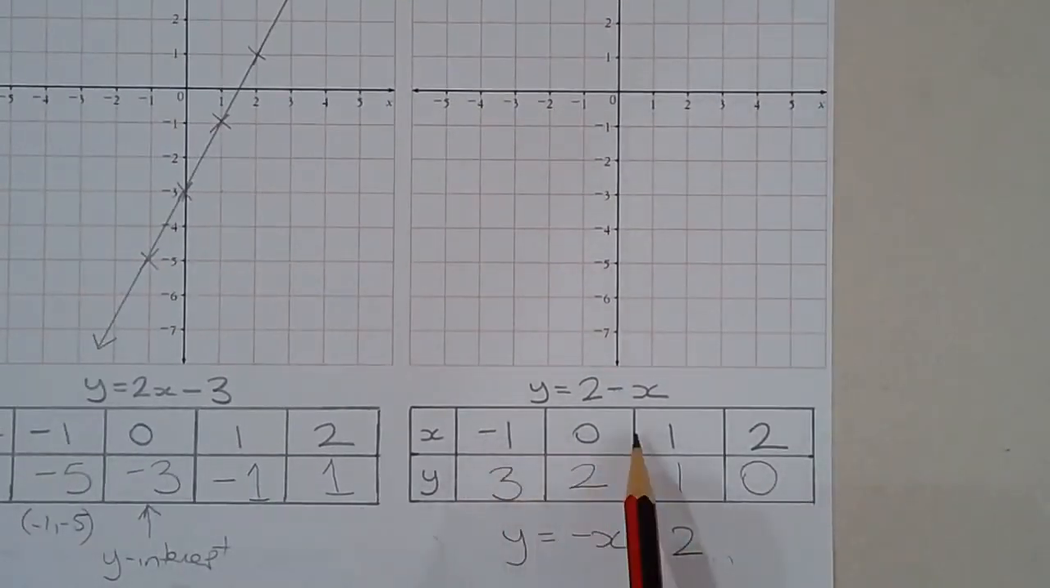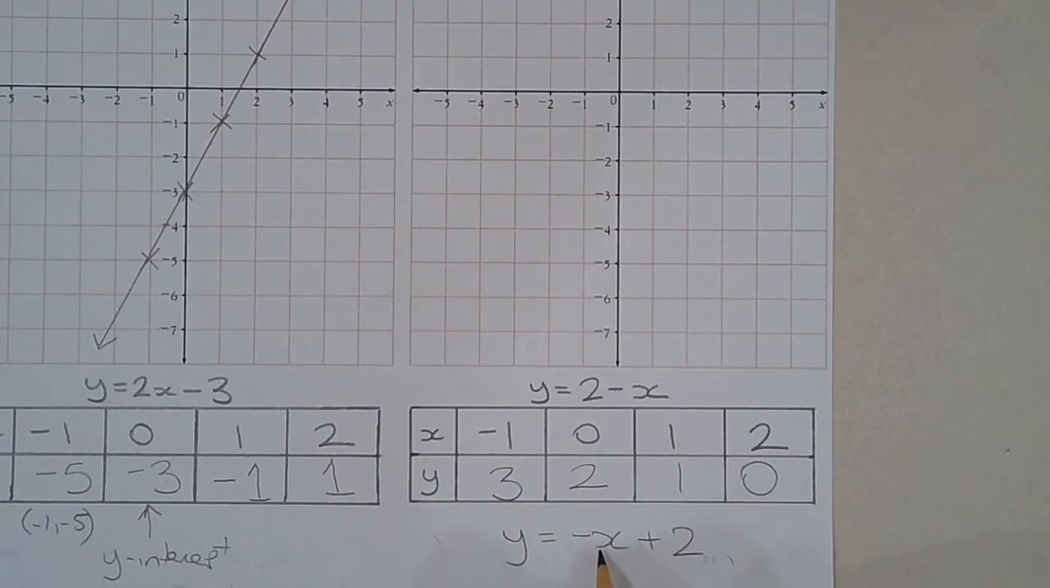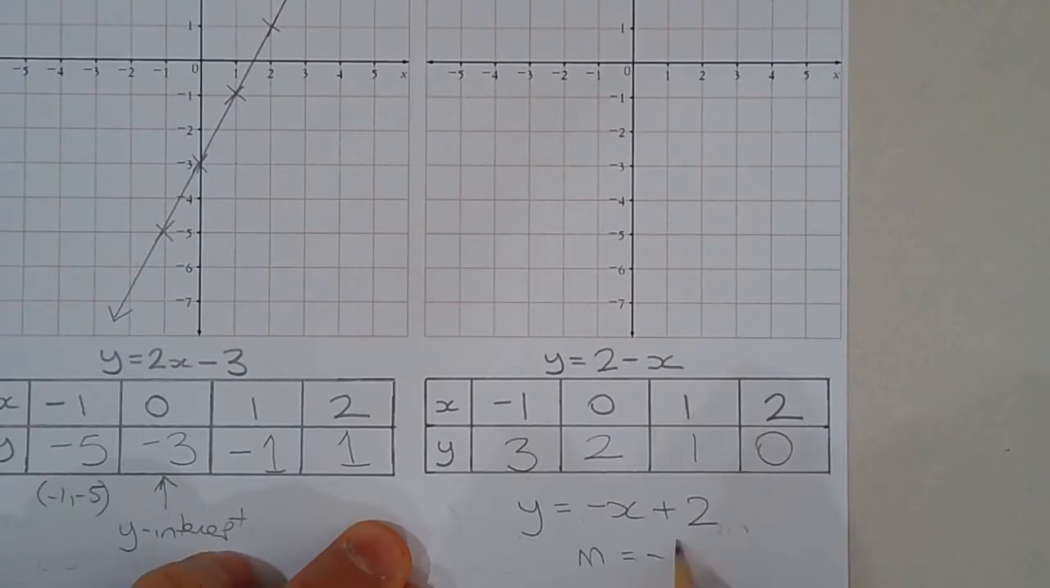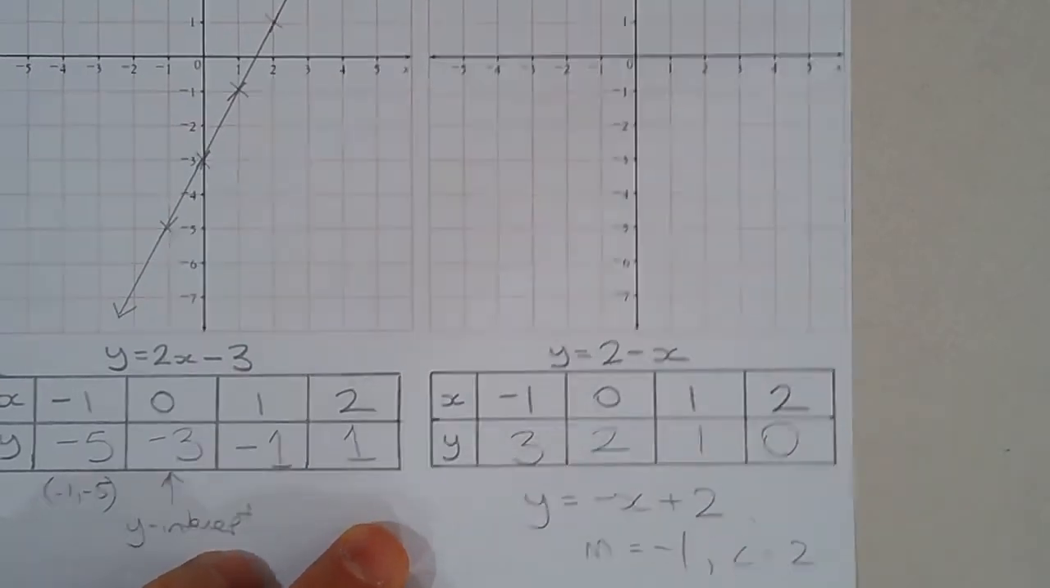As x goes up by 1, what are the y values doing? The y values are going down by 1. And that makes sense. The gradient here, the m, okay, is equal to negative 1. Okay, the y-intercept is in fact 2.